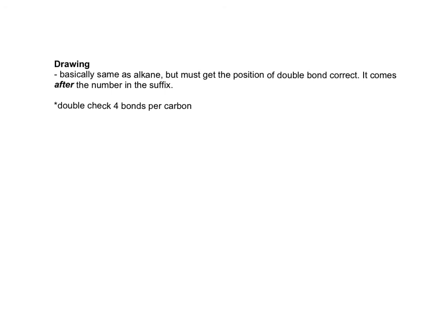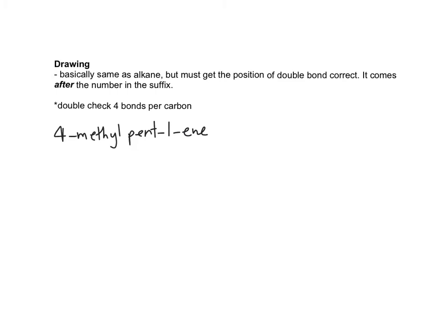For drawing, basically you have the same rules as an alkane, but you must get the position of the double bond correct. It comes after the number in the suffix. And make sure that you have only 4 bonds per carbon. Sometimes people tend to put in 1 extra. Okay, let's draw 4-methyl pent-1-ene.